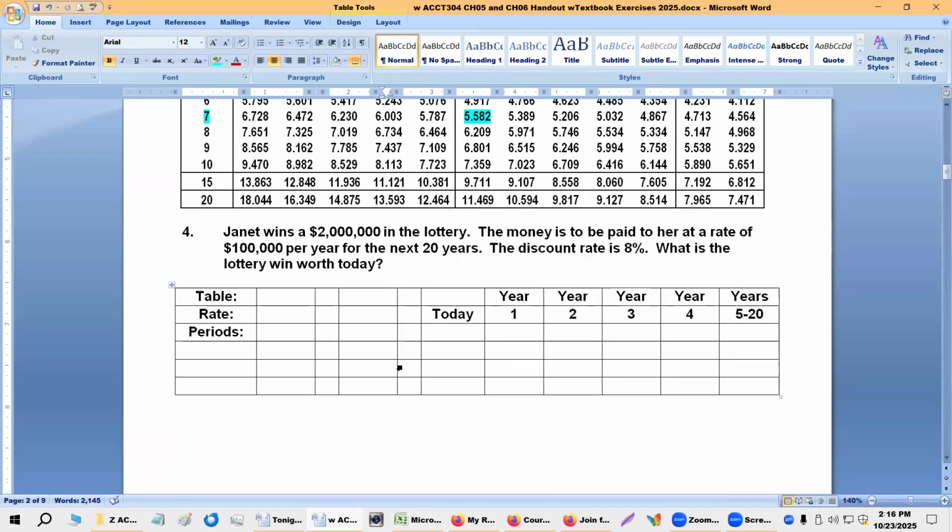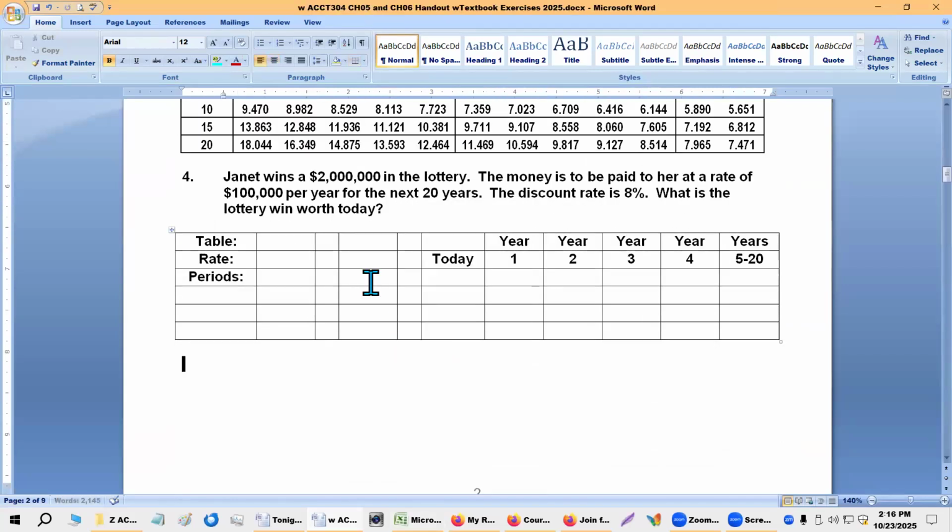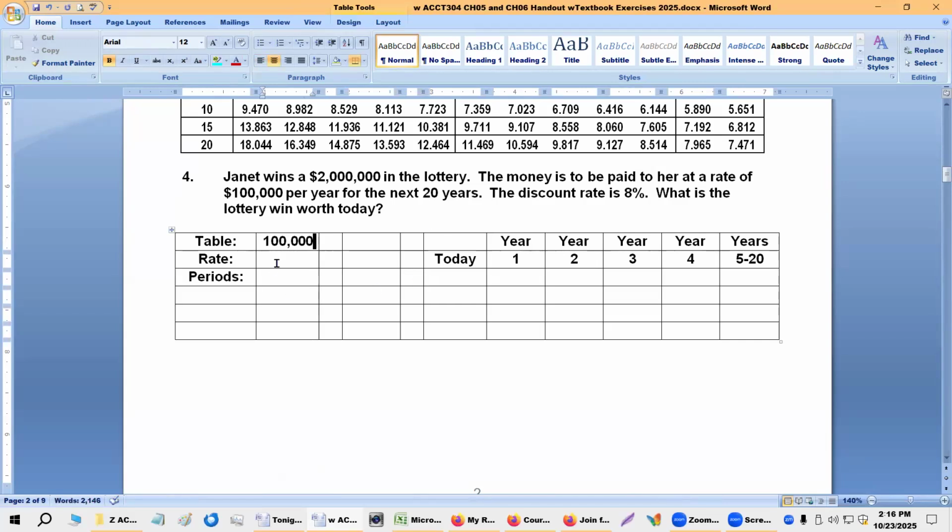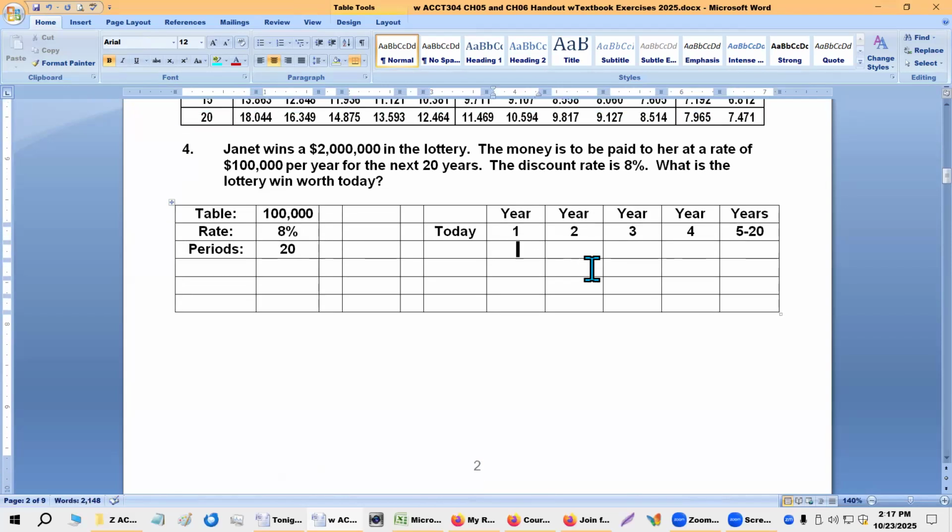Okay, enough of that. Oh, no, not enough of that. Janet wins the lottery. Everyone in her family quits working. The money to be paid out at a rate of $100,000 for the next 20 years. The discount rate is 8%. What is the lottery worth today? Okay, so it's going to be an annuity. We could do the single payment table. It would be no fun, but we could do it. Number of periods is 20.